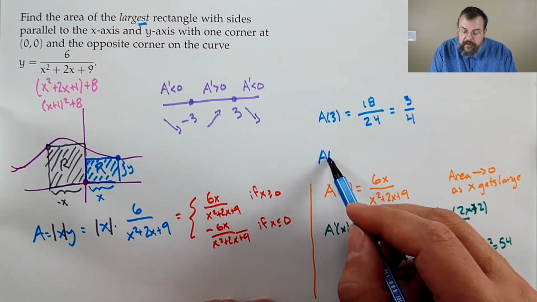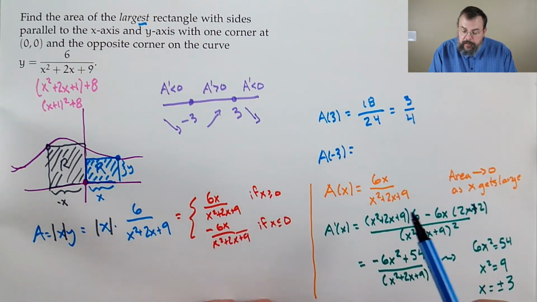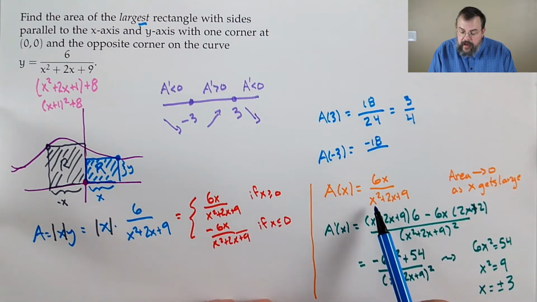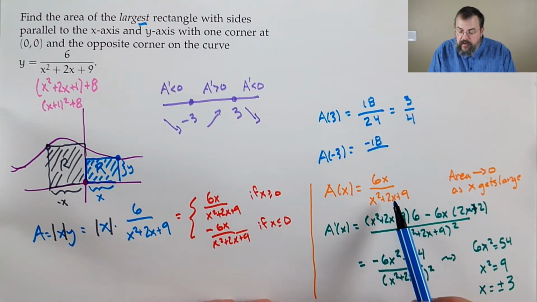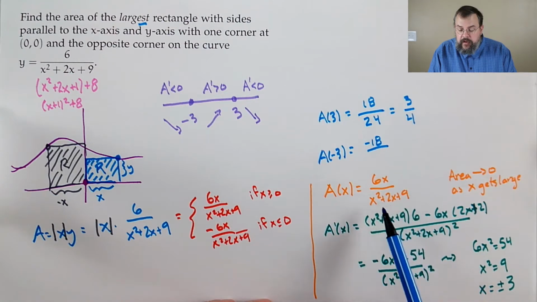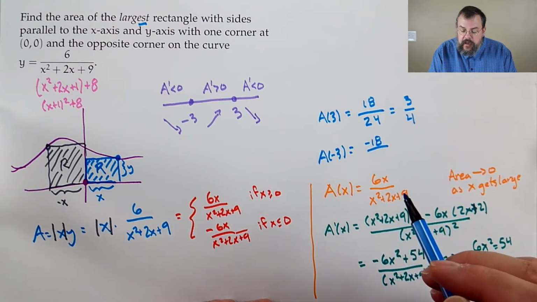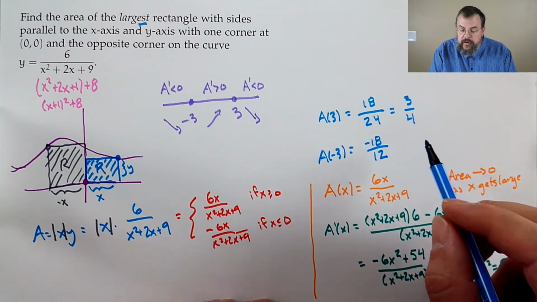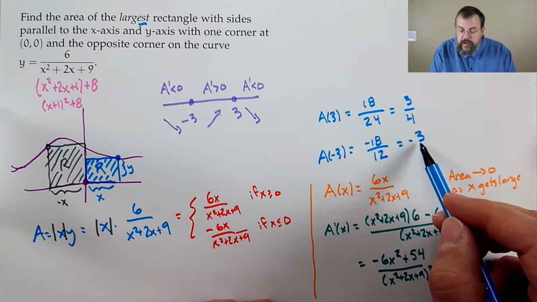If we plug in negative 3, upstairs we'll get negative 18. Downstairs we'll get 9 minus 6 plus 9. So 9 minus 6 plus 9 would be 12, which gives us negative 3/2.